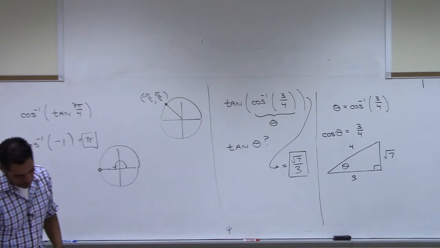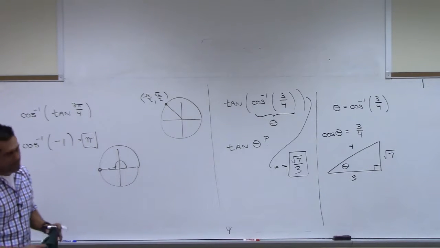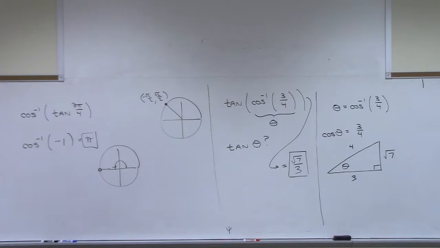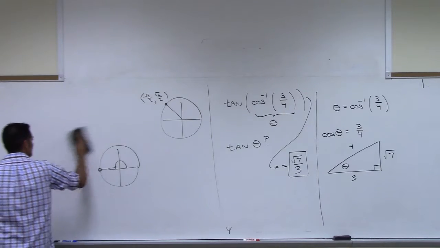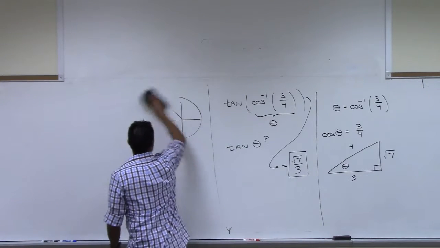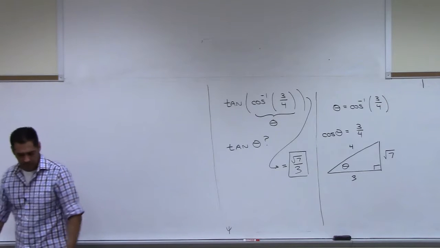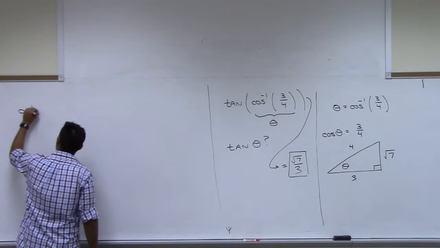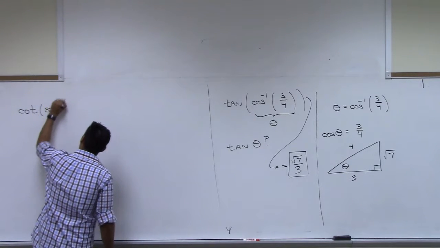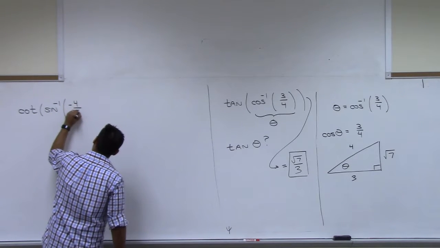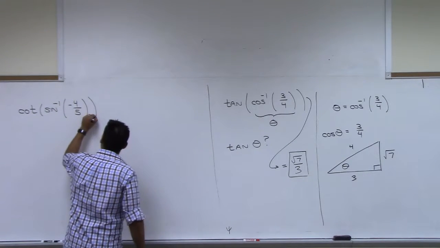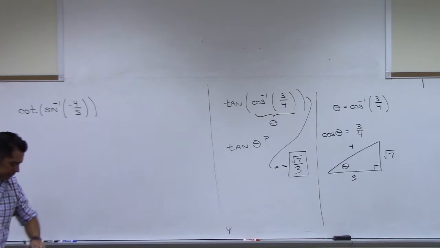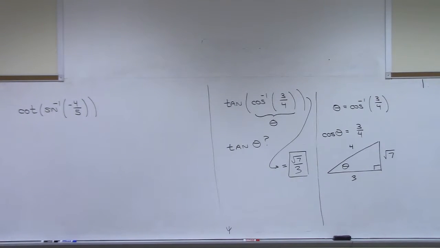I want to do another one of these. All right, I want to do one more of these. I like these problems. I really always have liked those problems. Okay, let's do cotangent just for fun, of sine inverse of -4/5.